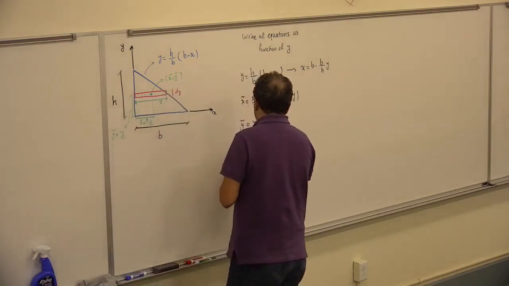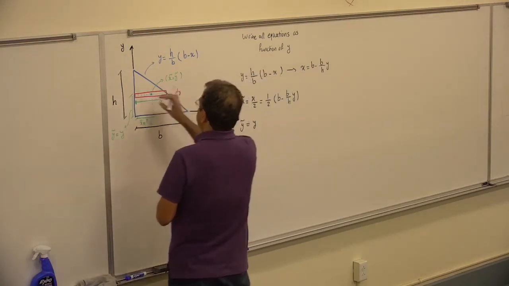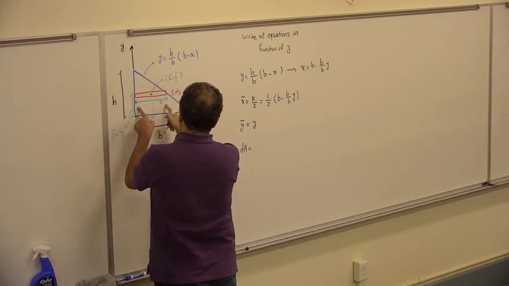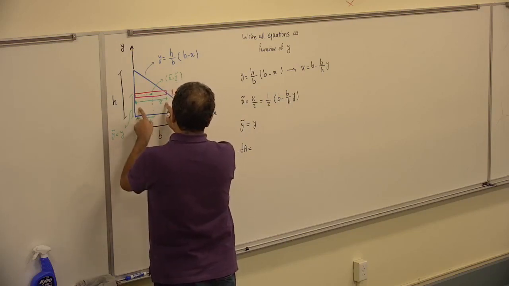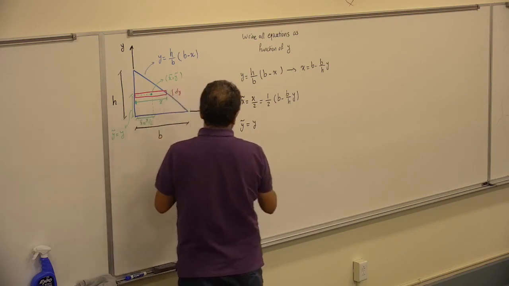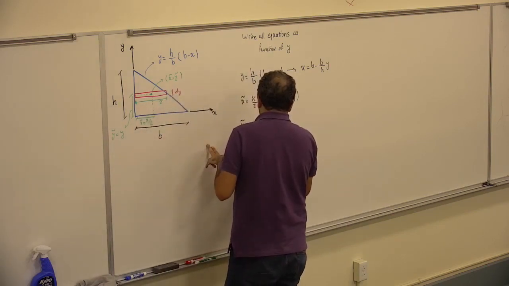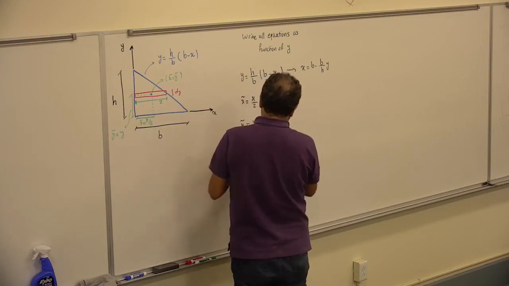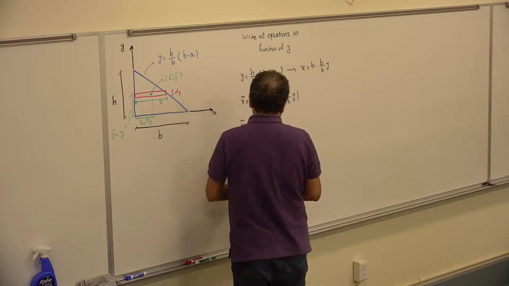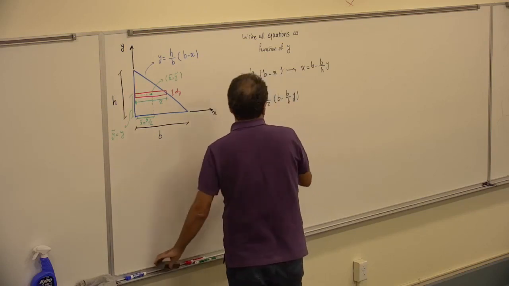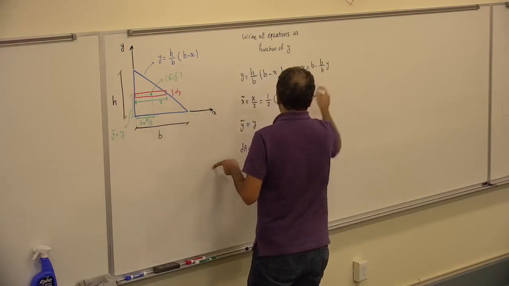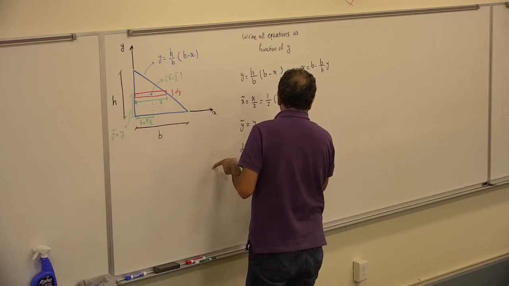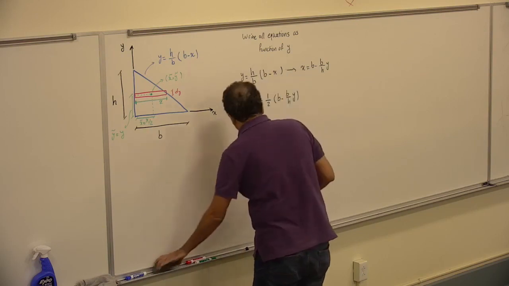And then I have the dA. dA is the area of that element. The area of the element is x times dy: the length of it is x, the height is dy. So it's going to be x dy. Again, I have to rewrite it as a function of y, so I replace the x with this. It's going to be b minus b over h y dy.